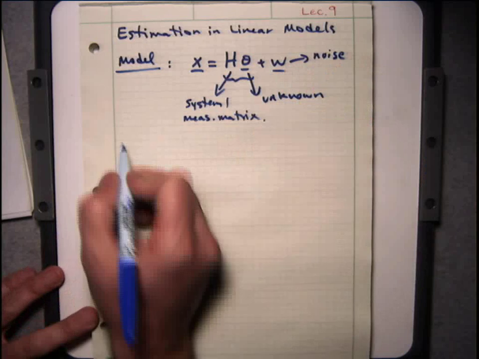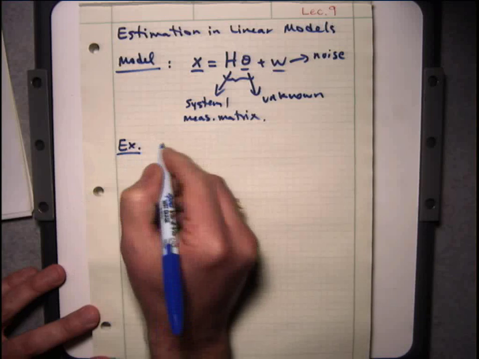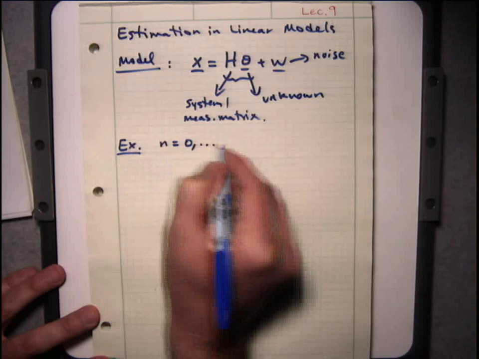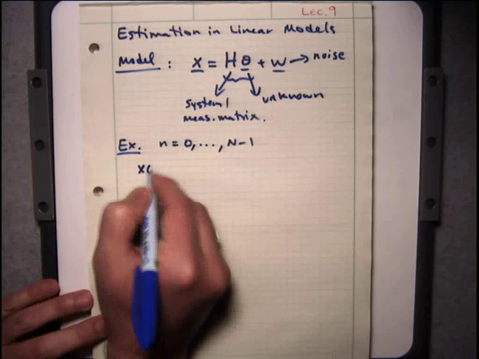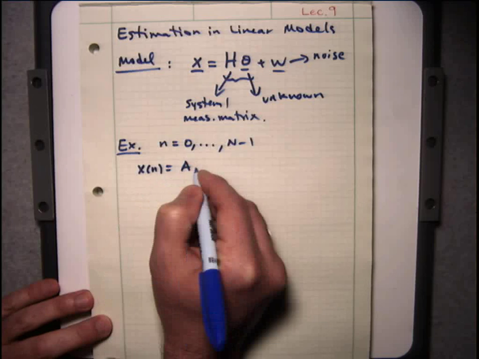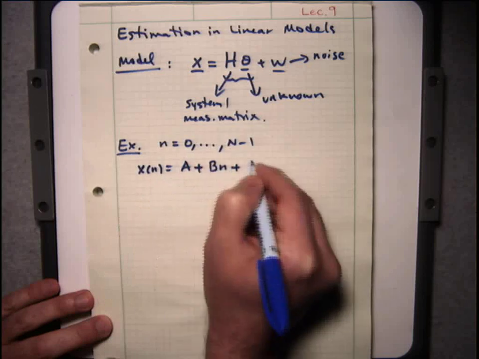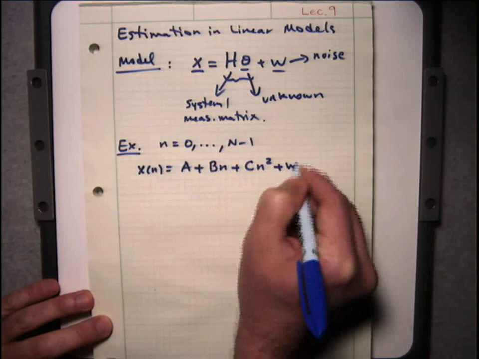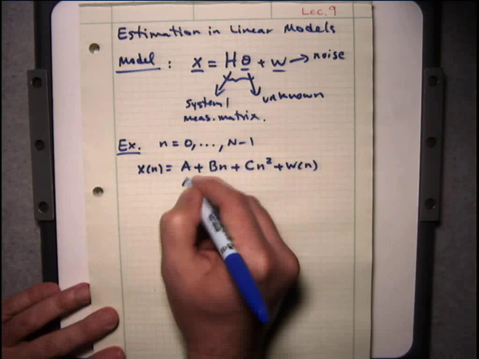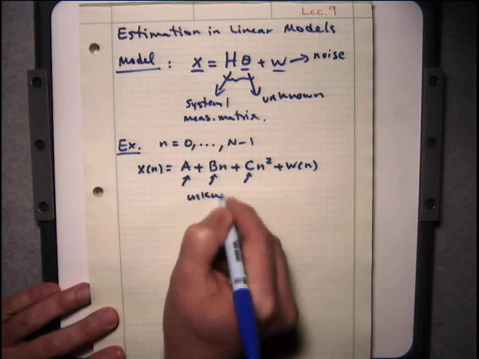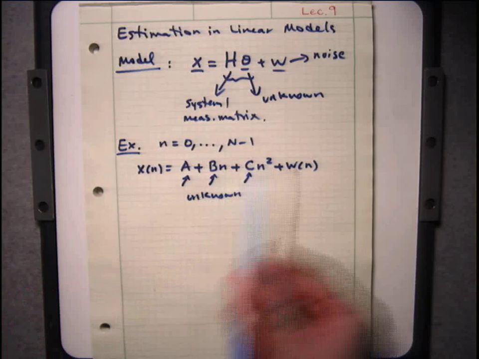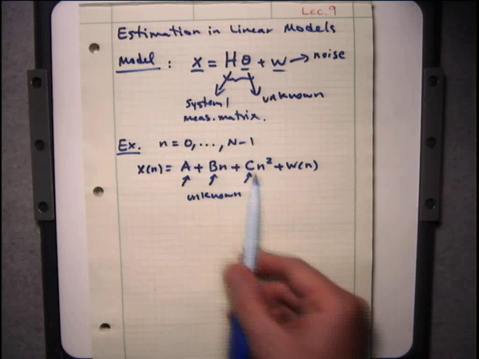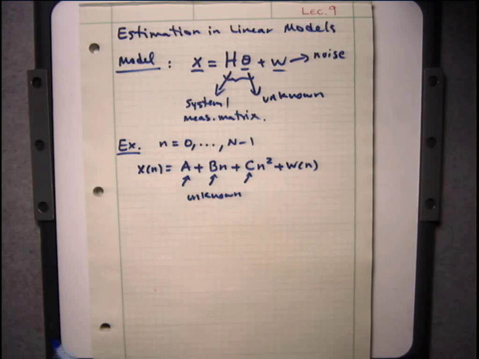So let me give you an example of what this might look like. So suppose I give you a bunch of samples, let's say n equals 0 to N minus 1, and your model is the following. Say x of n is equal to a, some constant a, plus b times n plus c times n squared plus noise. Okay? And these are unknown. So at first, it looks like not a linear model because you've got quadratics in n and so forth. But the point is, this is linear in the unknowns. That's what's really important here.